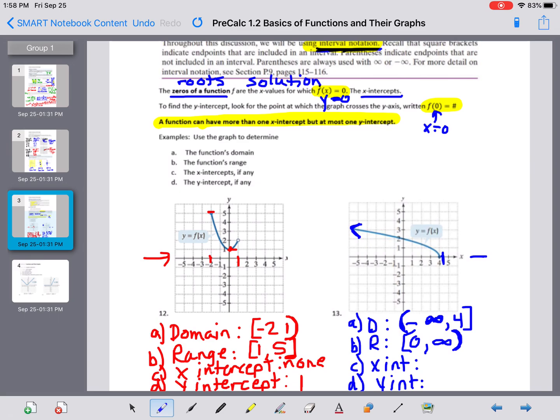X-intercept, where does it touch my x line? At 4. Where does it touch the y line for the y-intercept? At 2. Okay.